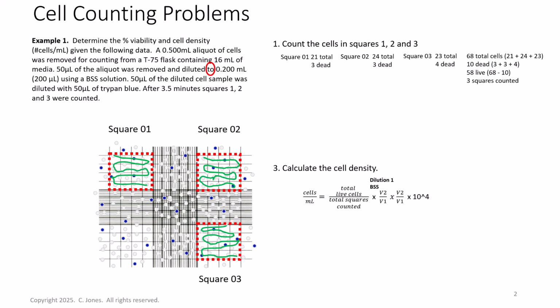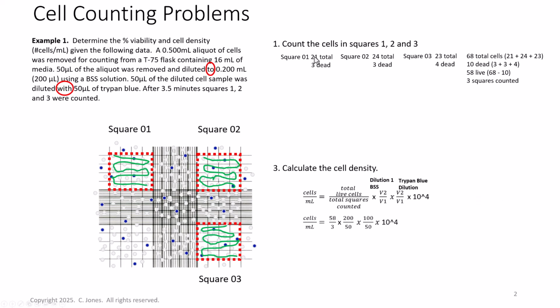The second dilution we did was our trypan blue dilution, right? And so here we took 50 microliters of the diluted cell sample from the BSS. So we're doing another dilution, and we're diluting it with 50 microliters of trypan blue. So now we have to add the 2 volumes together. And for our trypan blue dilution, our final volume will be 50 plus 50 microliters, or 100 microliters final volume. And again, V1 is 50 microliters. So now we have all the information we need to complete this equation.